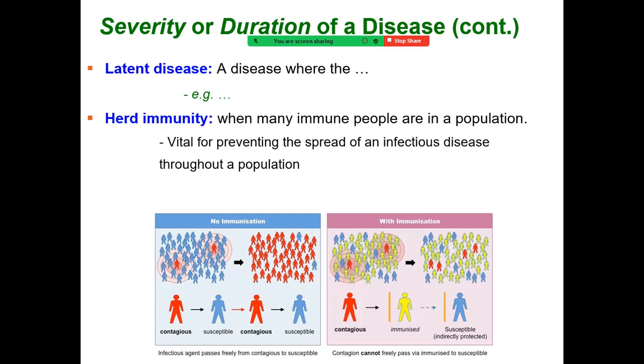Herd immunity is the whole concept behind inoculating a population for a vaccine. So the idea of a vaccine is to create enough people in the population who are immune to the disease so that if the disease occurs, the disease doesn't spread throughout the population.